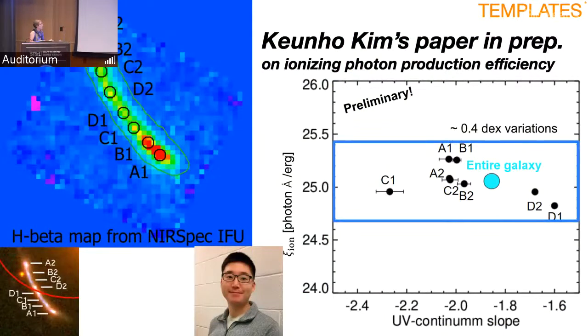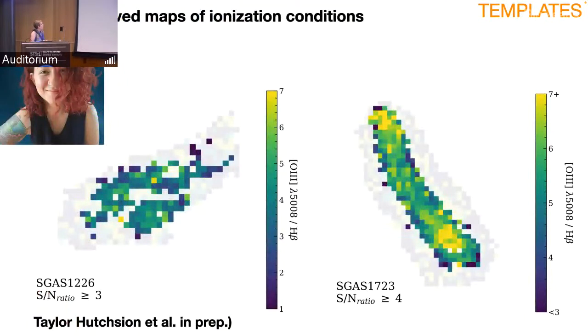We can also measure the ionizing photon production efficiency, which we just heard about from Hakeem. We can measure that in these galaxies as well, a paper in prep by Kyun-Ho Kim. We can also measure the ionization conditions spectacularly well. So this is just showing that we have signal to noise to burn on these, and you can measure [O III] 5007 and H beta quite well. So that's a paper in preparation.